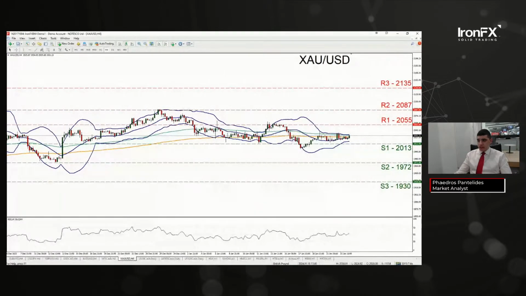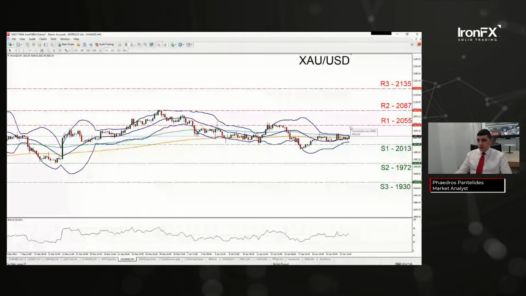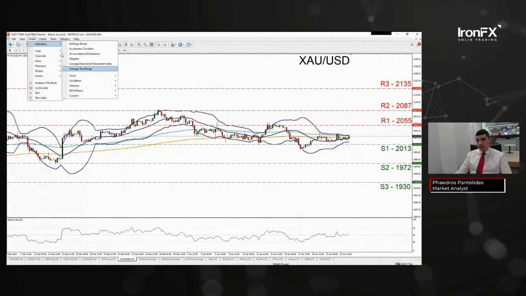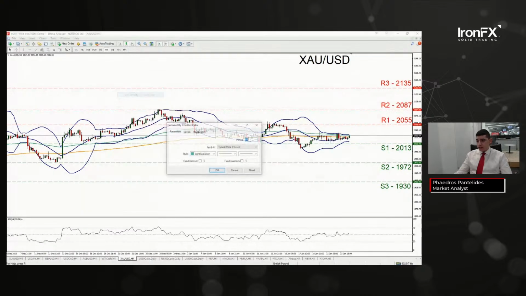Now, I won't be drawing the sideways moving channel as I'd need another point. So if it comes back up to R1 and fails to break above R1, then we could potentially place a sideways moving channel. But for now, we could also add the CCI indicator as well. Not the parabolic, commodity channel index. There we go.